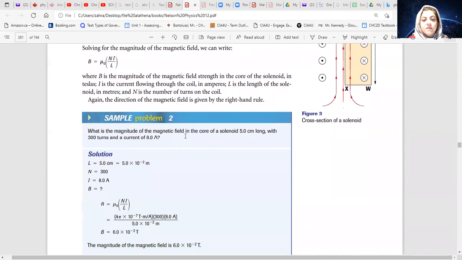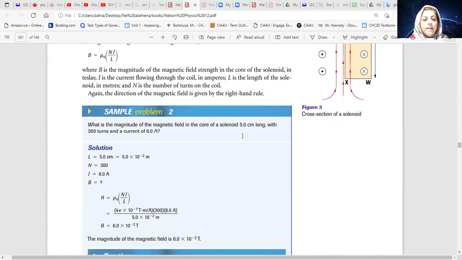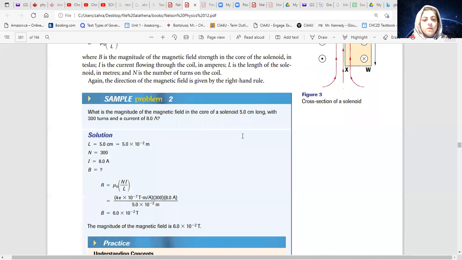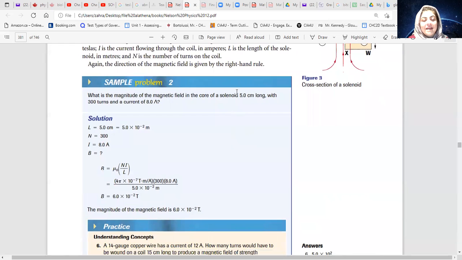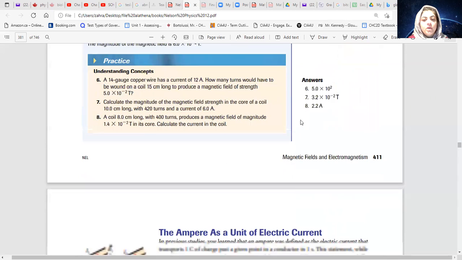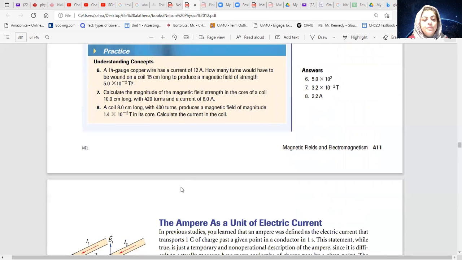Now, what is the magnitude of the magnetic field in the core of this solenoid? It is 5 centimeters long with 300 turns, meaning N is 300. The current I is given as well. So here L is how long it is. You just convert that to meters, you have N, you have I, and using the equation you get the magnetic field produced. You can try questions 6 and 7.